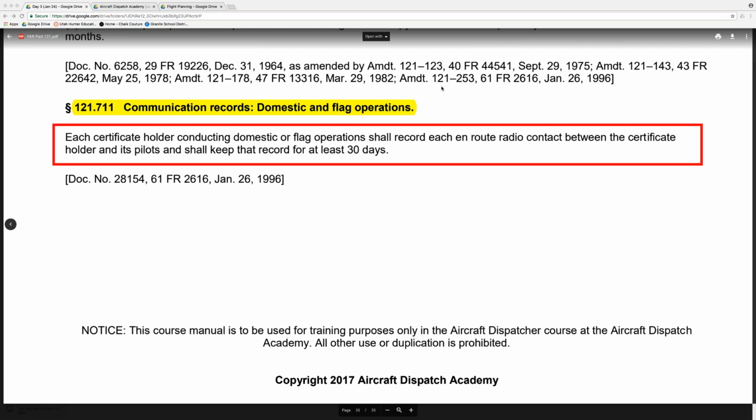So at any time, if that record is pulled for any one of our flights, and they see something on the ACARS messaging system that's not really professional, it can get you into a lot of trouble. I guess there have been incidents where certain things have gone on.